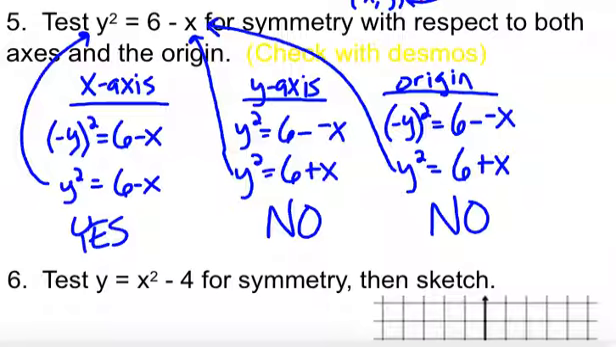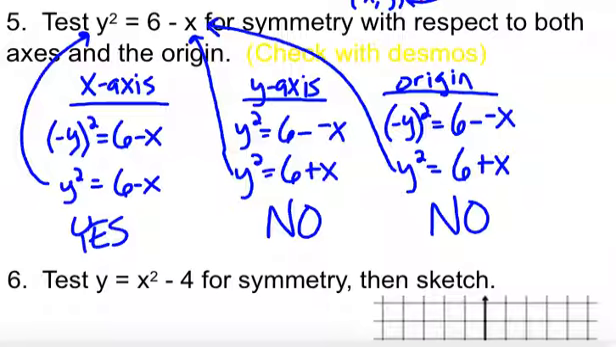Okay? So like I said, on your homework, this is what I need to see. I need to see the work for all three of these so that you know. And now the benefit of doing this is now we know it has x-axis symmetry. So when we go to graph it, we can use that to make our graphing easier.